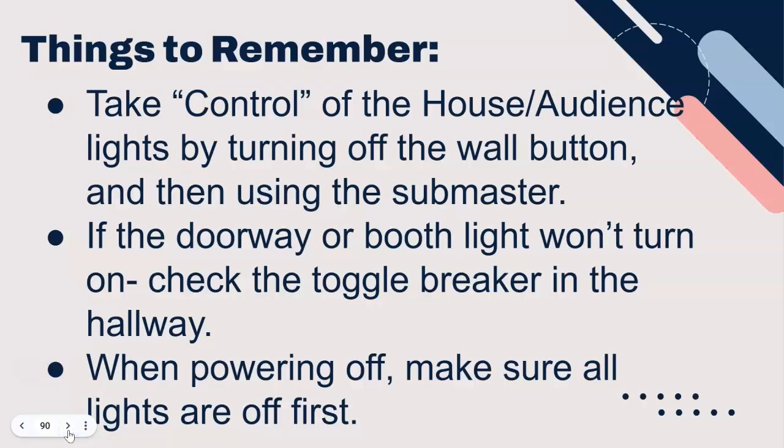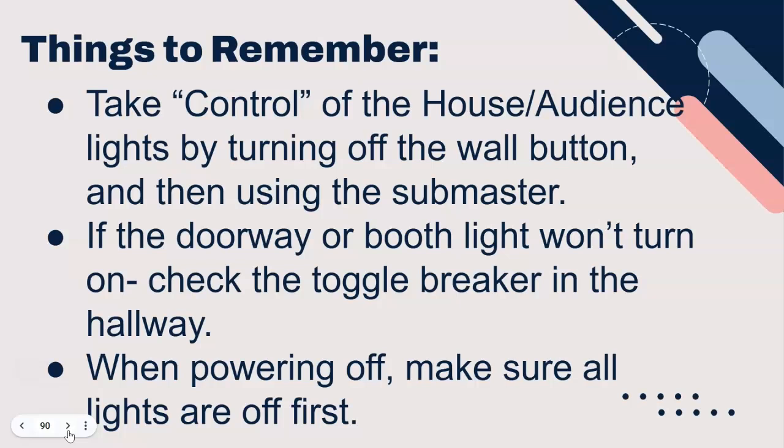This concludes our video about LightBoard basics. Here are some things to remember. Take control of the audience lights by turning off the wall panel and sliding up the house submaster on the board. If doorway lights or the booth light is not turning on, check the toggle breaker in the hallway. When powering off the system, first make sure all sliders on the board are pulled down and the lights are at 0% on the computer.